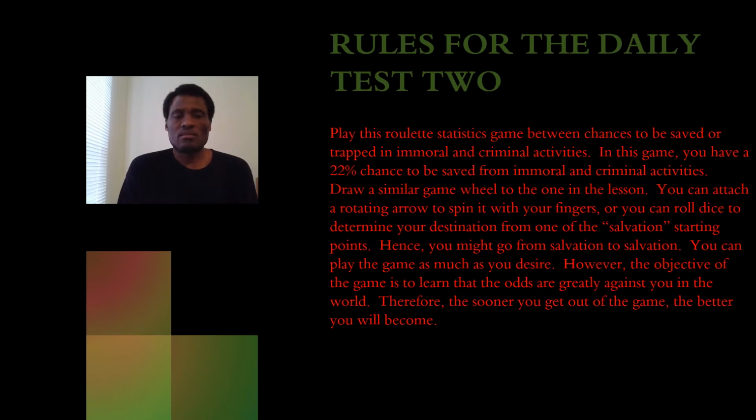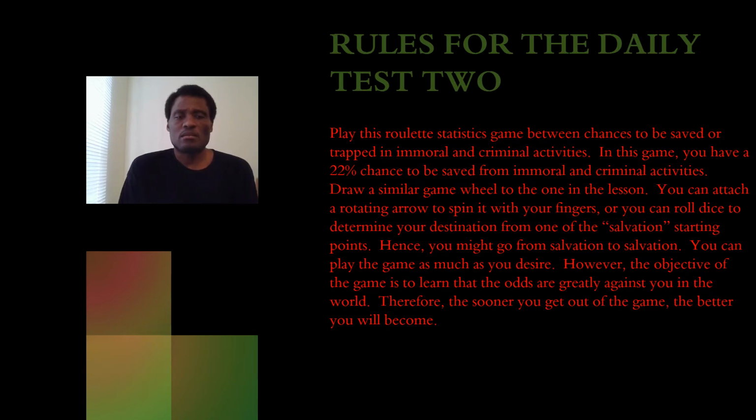Rules for the Daily Test 2. Play this roulette statistics game between chances to be saved or trapped in immoral and criminal activities. In this game, you have a 22% chance to be saved from immoral and criminal activities. Draw a similar game wheel to the one in the lesson. You can attach a rotating arrow to spin with your fingers, or you can roll dice to determine your destination from one of the salvation starting points.